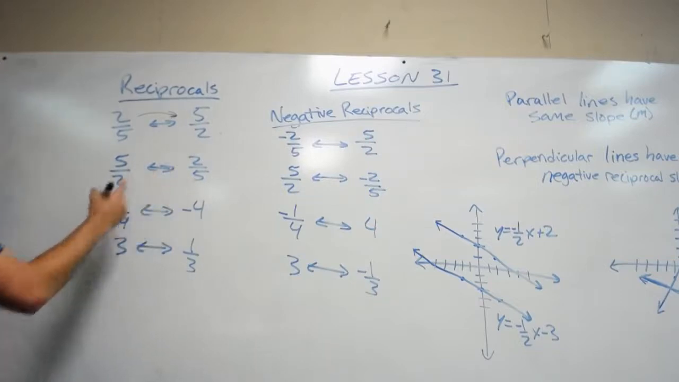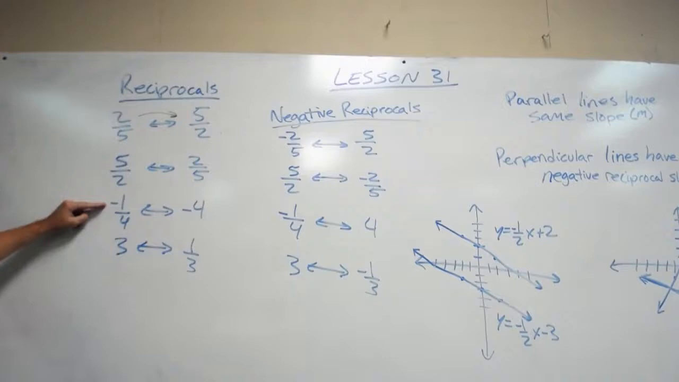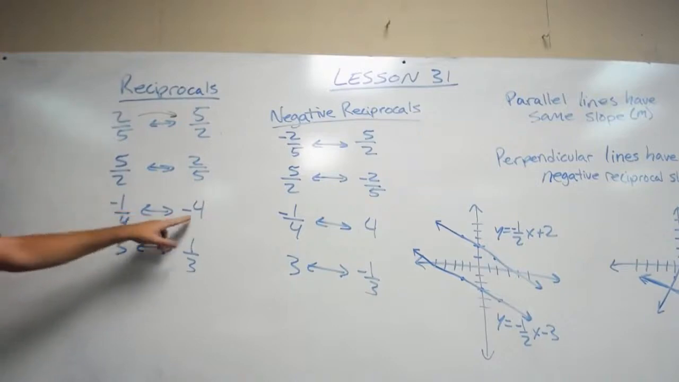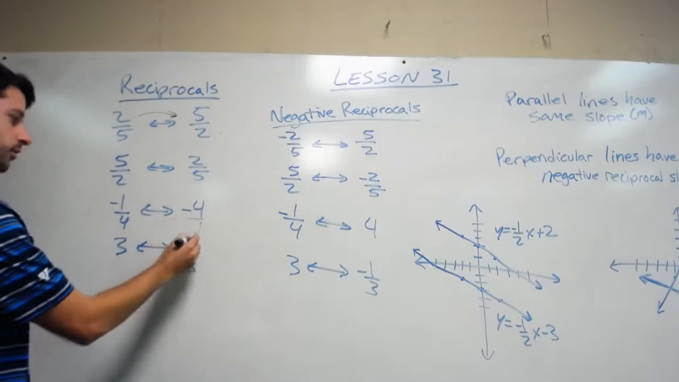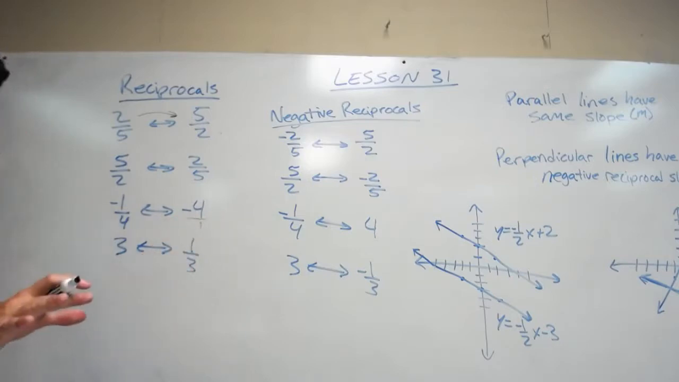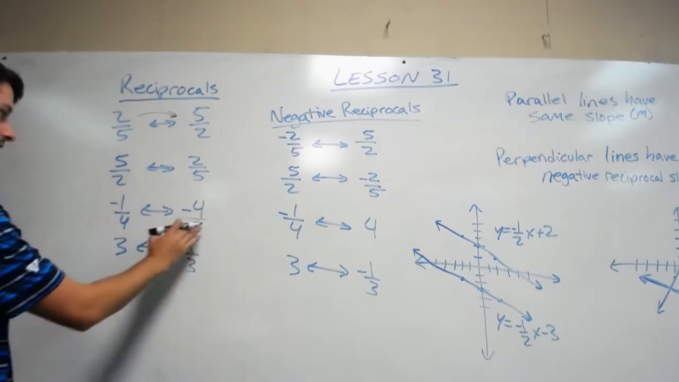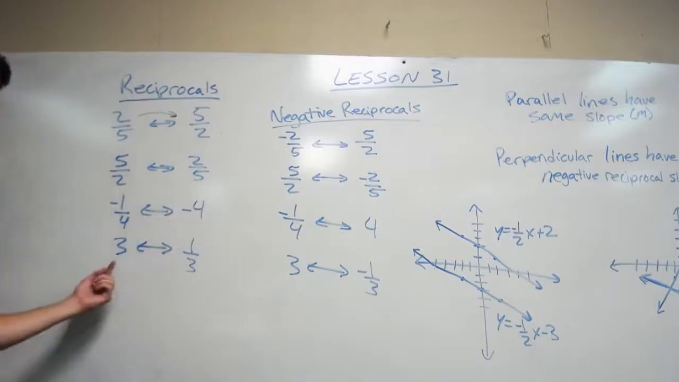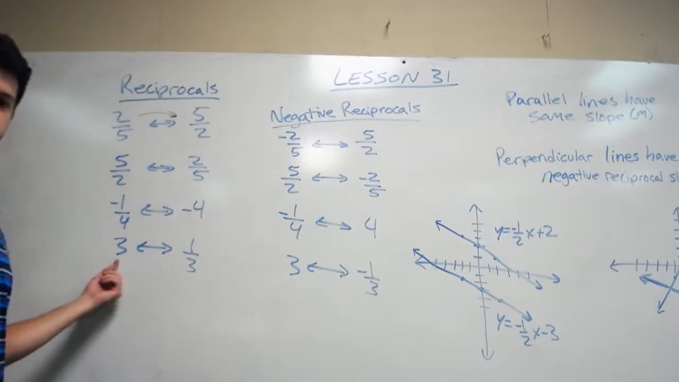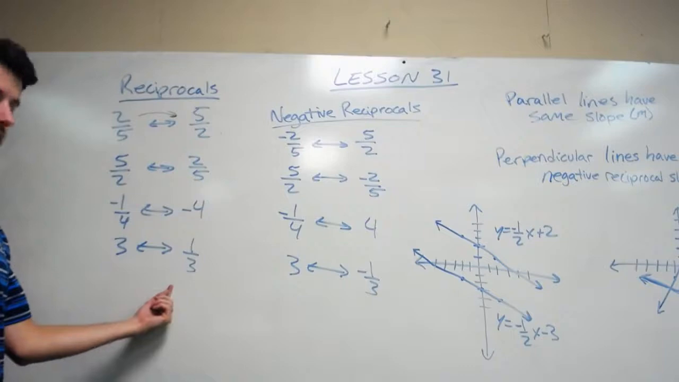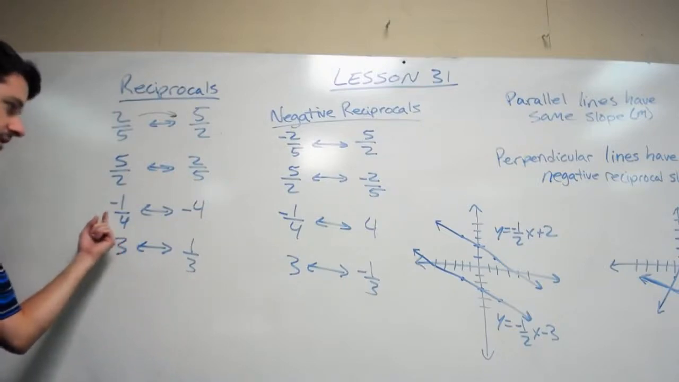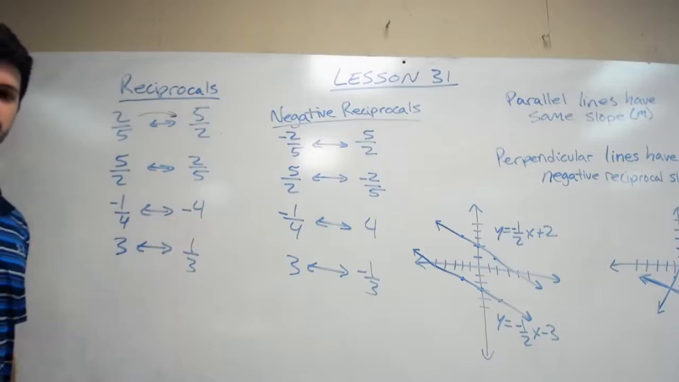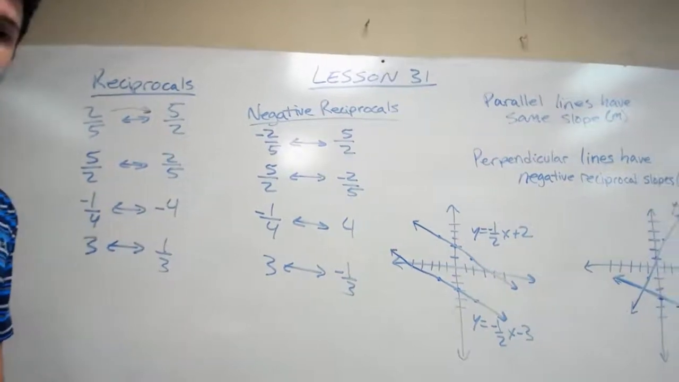5/2 and 2/5 are reciprocals. Negative 1/4, its reciprocal would be -4, because remember, -4 is over 1. That's just implied. We don't need to write that when we write our answer of -4. Or if we have 3, its reciprocal would be 1/3. But notice if it was positive, it stayed positive. If it's negative, it stayed negative. Today we're going to learn about negative reciprocals.